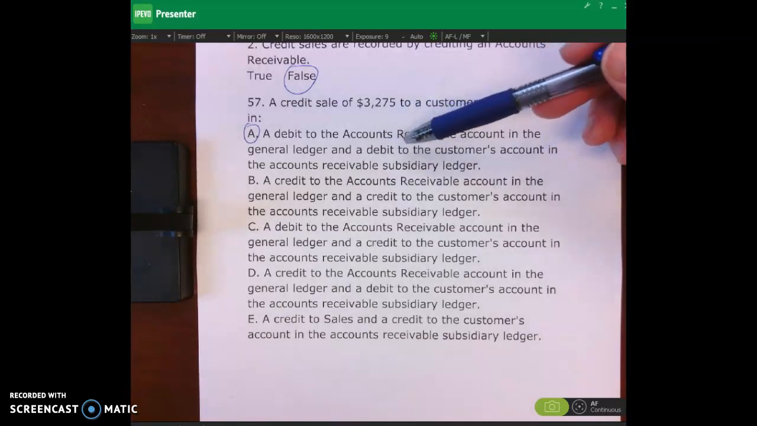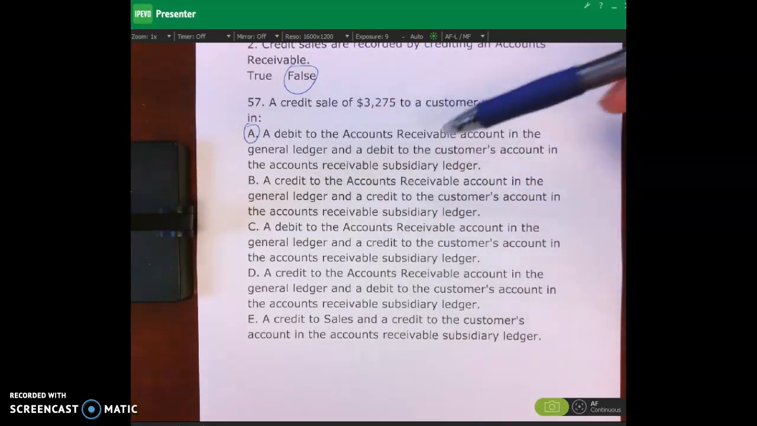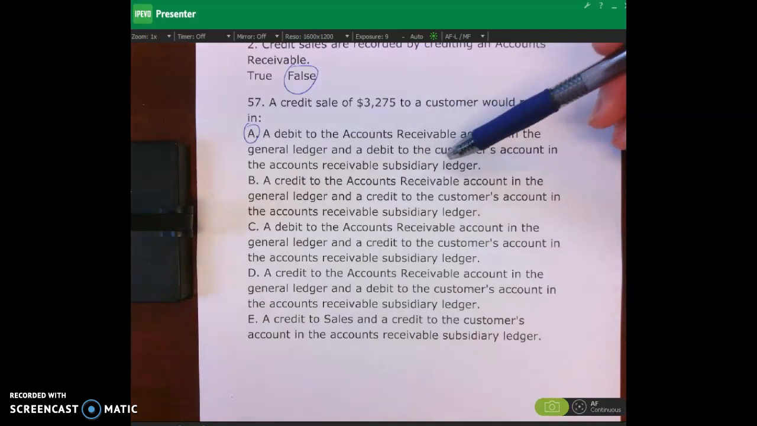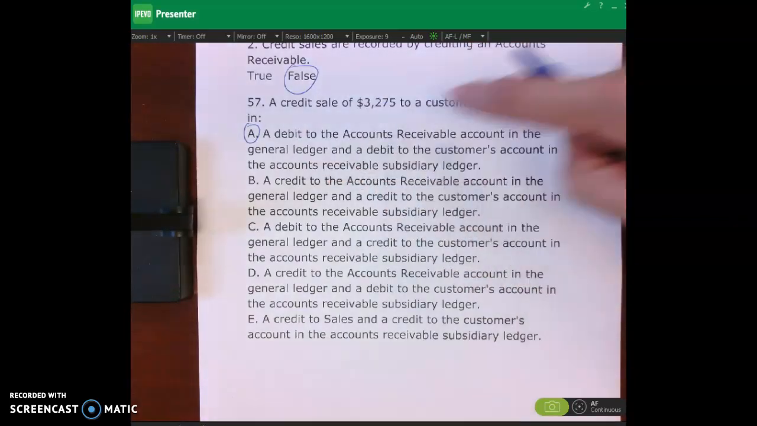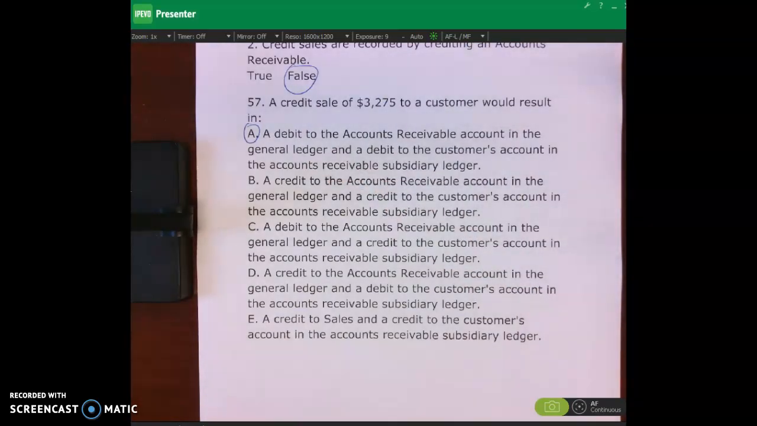The debit to accounts receivable in the general ledger, and then also a debit to the customer's account in the subsidiary ledger. Because if you don't debit each, it won't stay in balance. If you go through and try to add up all the individual receivables from each customer, it won't equal the total if you don't update it in the general ledger and in each customer's individual accounts receivable. Okay, so that's why A is the right answer.